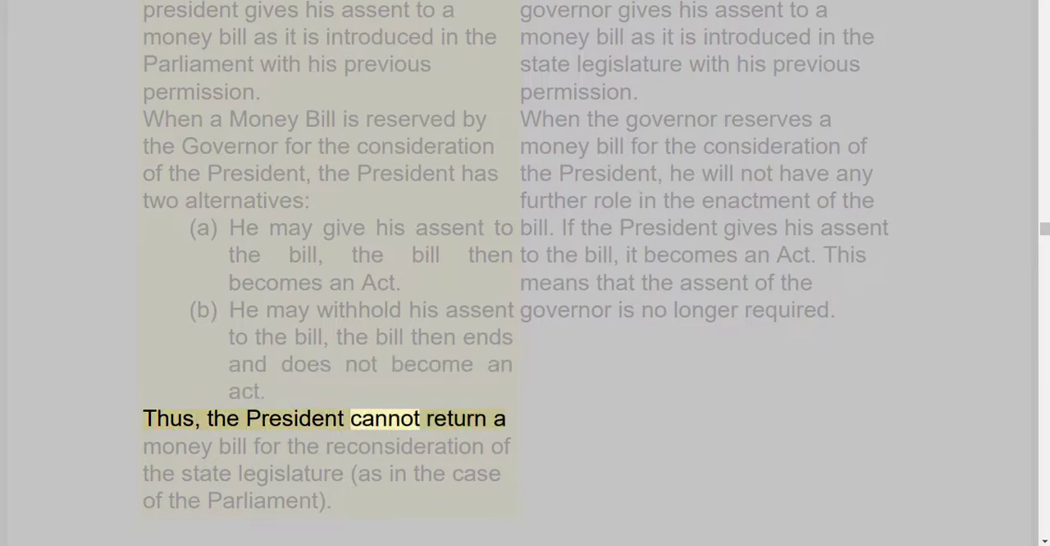Thus, the President cannot return a money bill for the reconsideration of the state legislature, as in the case of the Parliament. The Governor gives his assent to a money bill as it is introduced in the state legislature with his previous permission. When the Governor reserves a money bill for the consideration of the President, he will not have any further role in the enactment of the bill. If the President gives his assent to the bill, it becomes an act. This means that the assent of the Governor is no longer required.